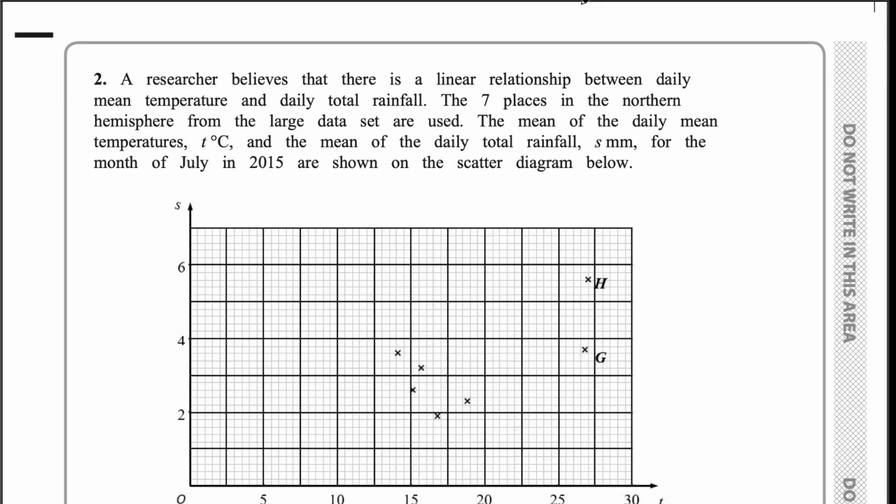Question 2 says a researcher believes there is a linear relationship between the daily mean temperature and daily total rainfall. The 7 places in the northern hemisphere from the large dataset are used. The mean of the daily mean temperatures T degrees centigrade and the mean of the daily total rainfall S millimeters for the month of July in 2015 are shown on the scattered diagram below.